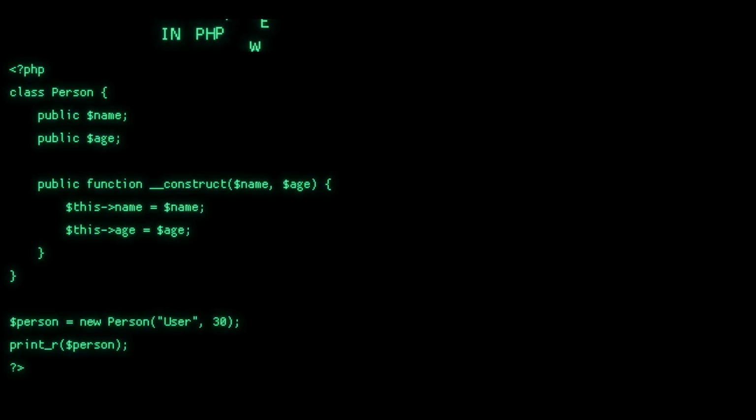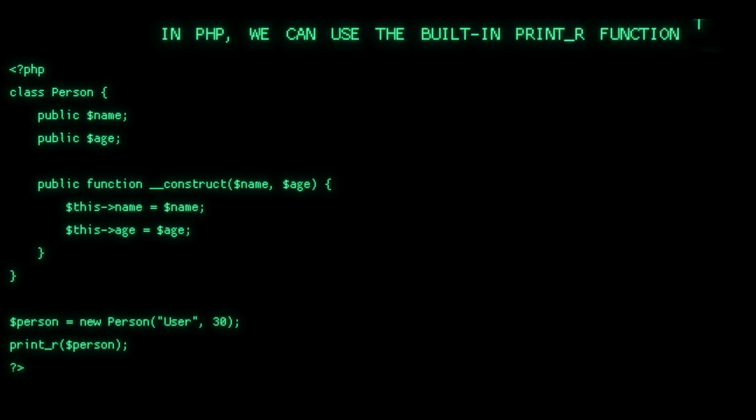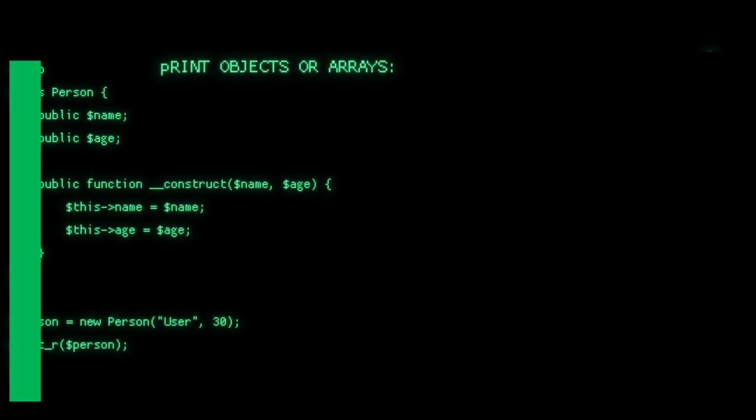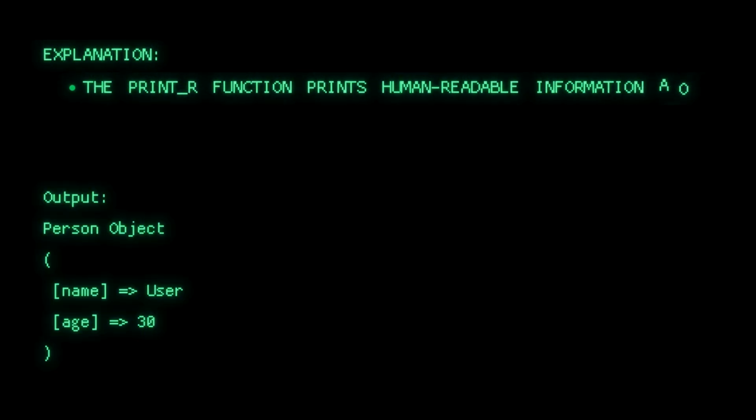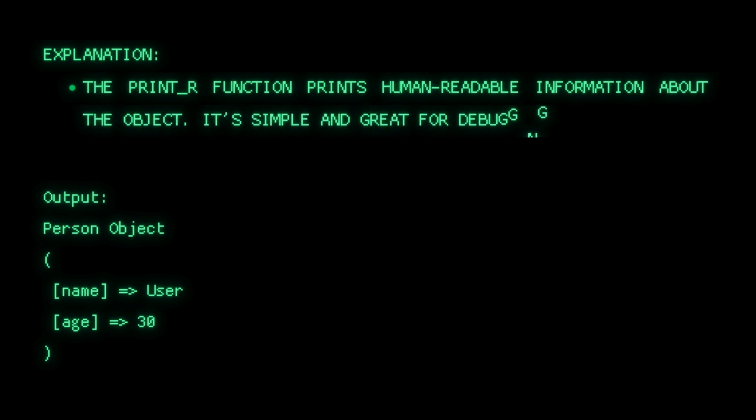In PHP, we can use the built-in print_r function to print objects or arrays. Explanation: the print_r function prints human-readable information about the object. It's simple and great for debugging purposes.